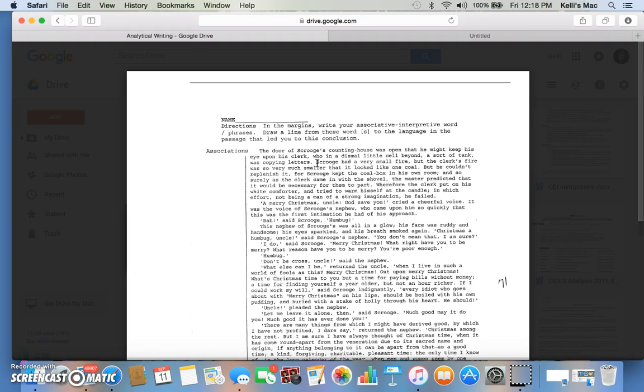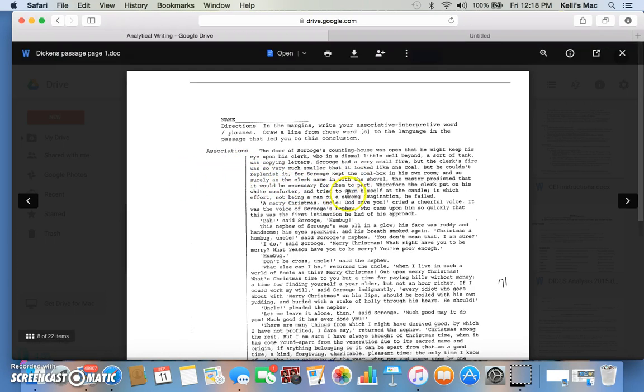So we might look at this section and say, is there anything in there that we like? Maybe we like the fact that he only has a small fire and he keeps it for himself. So we might underline that he predicted that it would be necessary for them to part and say miserly, stingy, cruel, unobservant, uncaring, lacking empathy. So we might say that for the associations there.